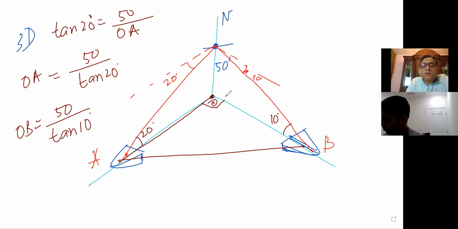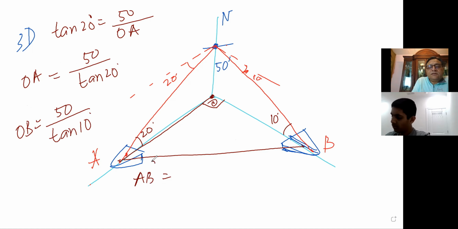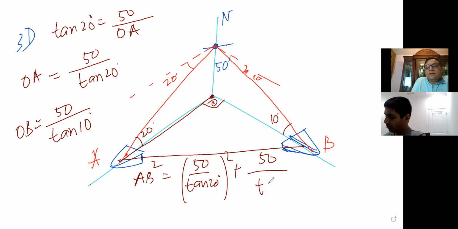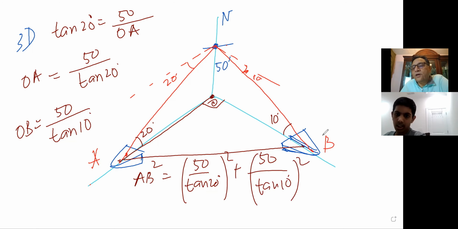Once you know OA and OB, since we know the angle in the center is 90 degrees, it is a right angle triangle. So AB squared is equal to (50 over tan 20 degrees) squared plus (50 over tan 10 degrees) squared. So we'll take the square root and find the value of AB, correct?